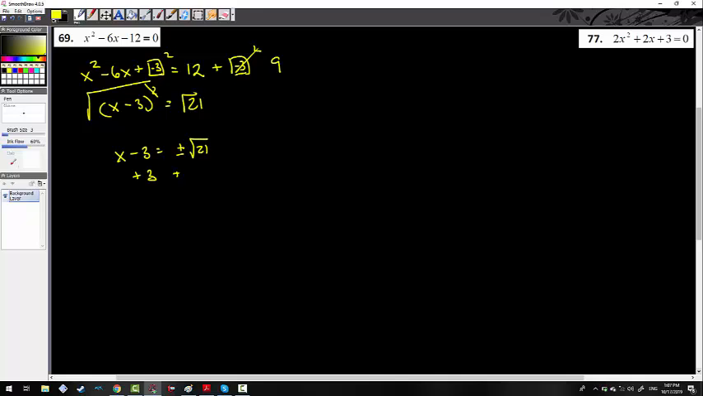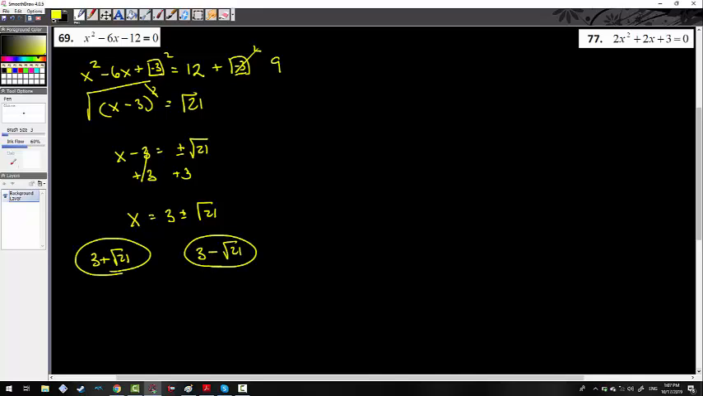If you add 3 to both sides, you will get x equals 3 plus or minus rad 21. Again, if you wanted to split it up, you could call it 3 plus rad 21 or 3 minus rad 21. These are technically both of your answers.